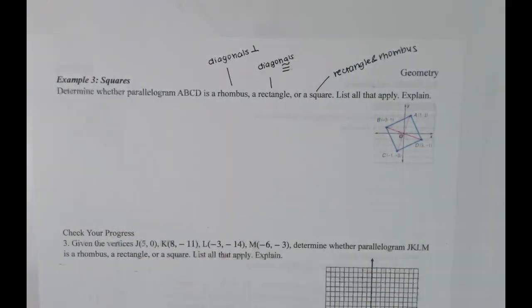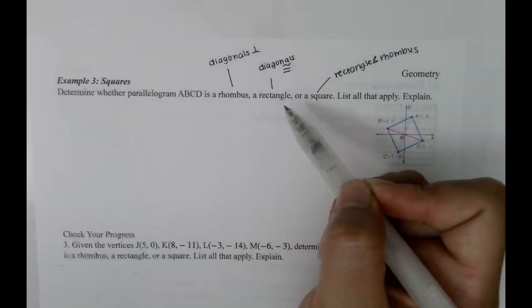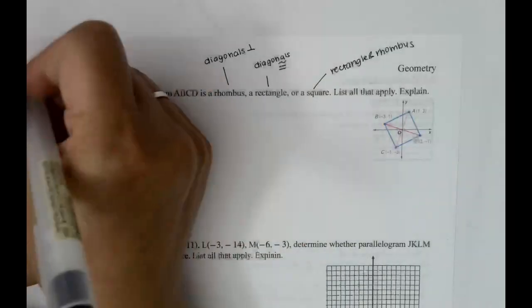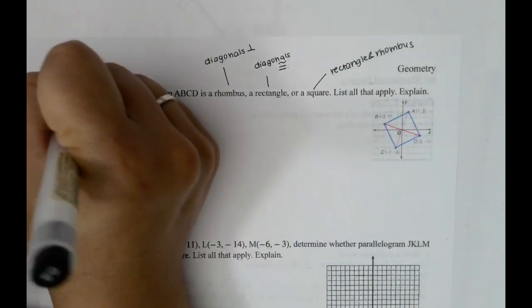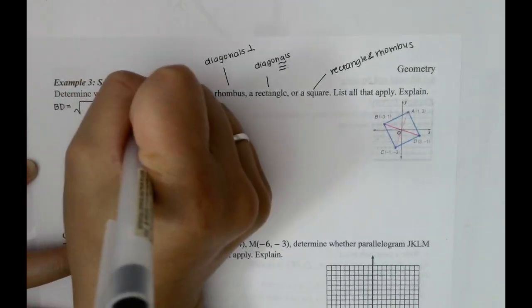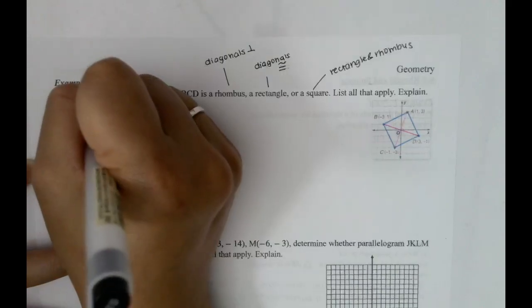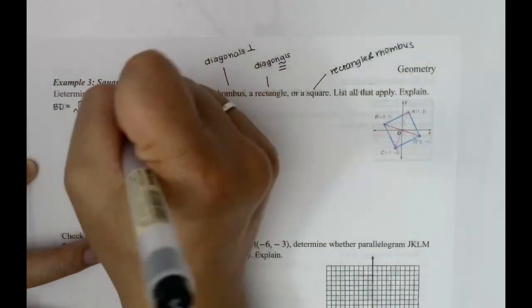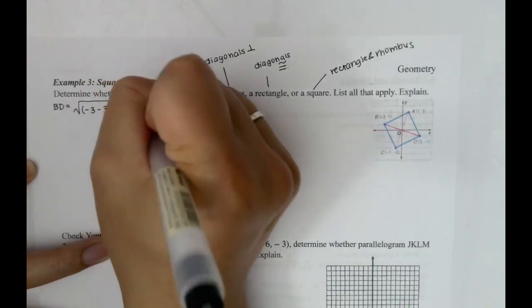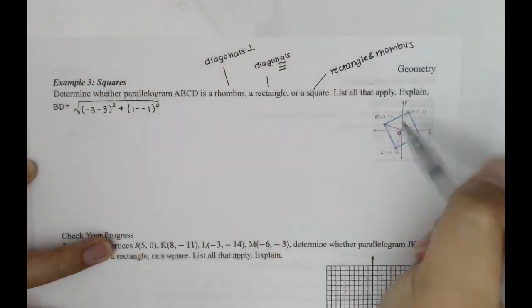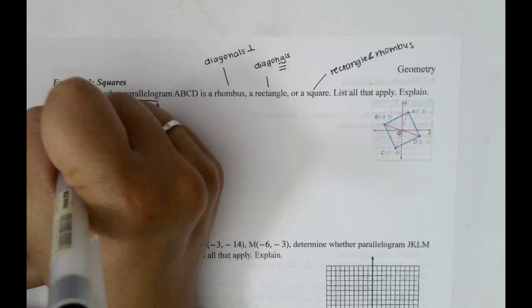BD is one of them, and then AC is the other. Okay, so I'm going to start by looking if it's a rectangle by seeing if the diagonals are congruent. So BD, using the distance formula: square root of negative 3 minus 3 squared, plus 1 minus negative 1 squared.